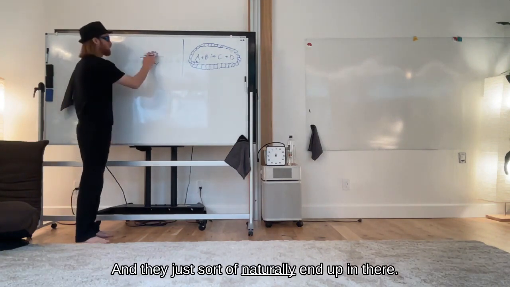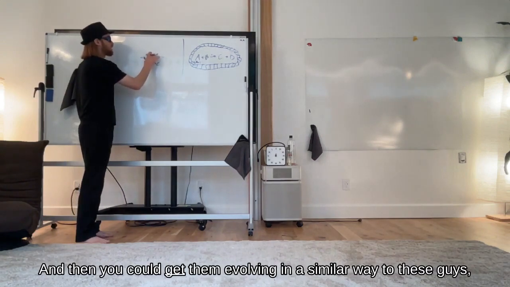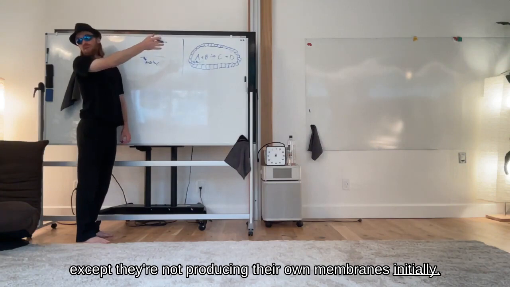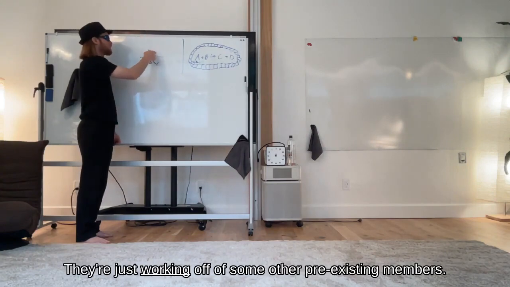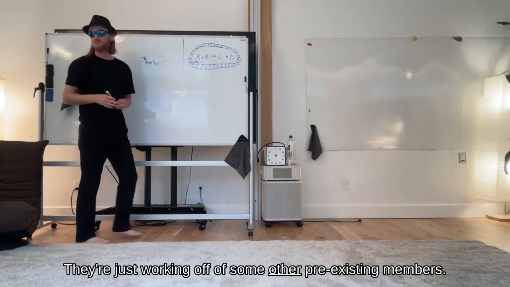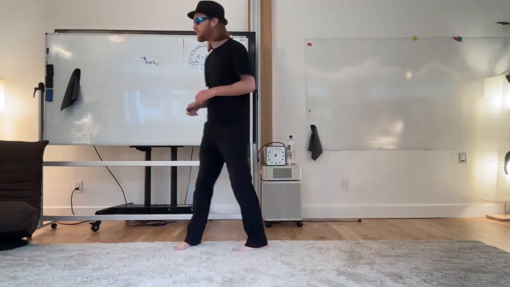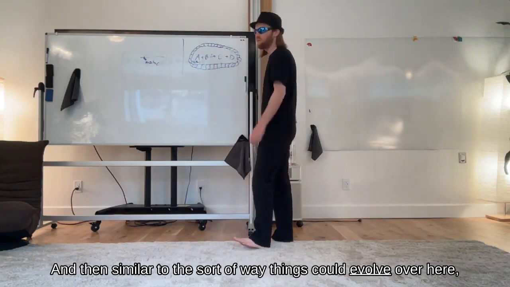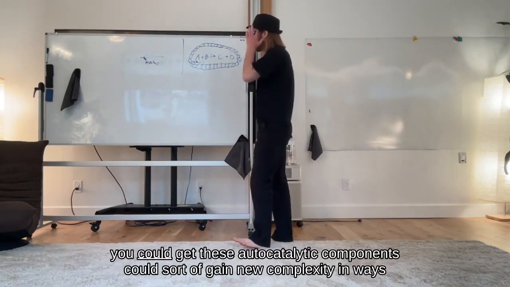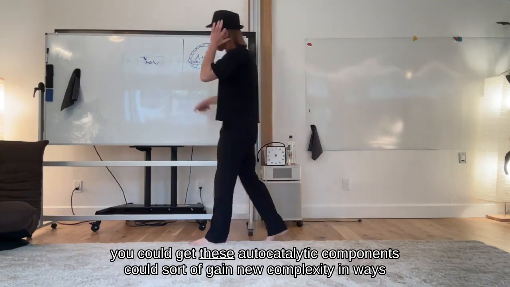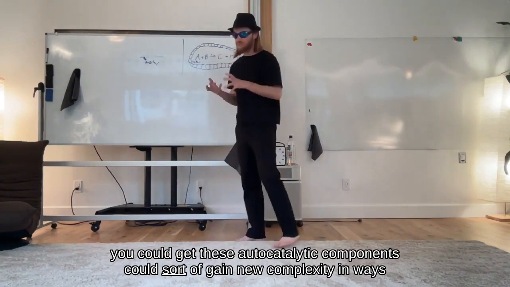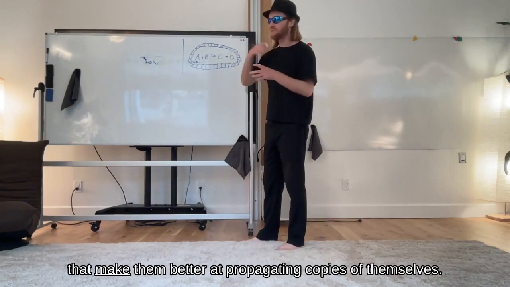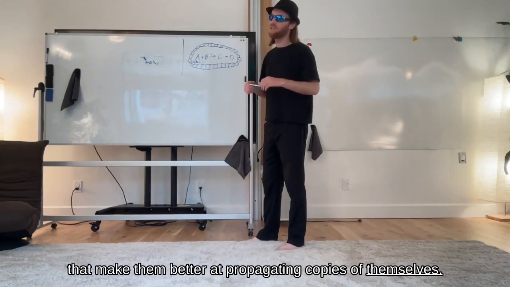And they just sort of naturally end up in there. And then you could get them evolving in a similar way to these guys, except they're not producing their own membranes initially. They're just working off of some other pre-existing membrane. Okay. And then, similar to the way things could evolve over here, these autocatalytic components could gain new complexity in ways that make them better at propagating copies of themselves.